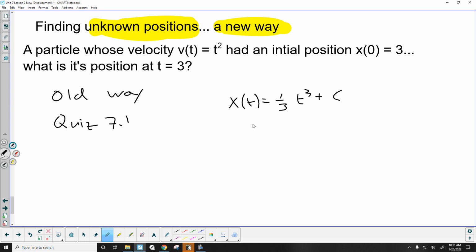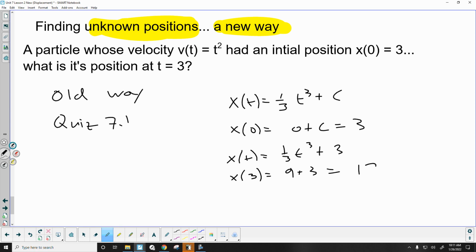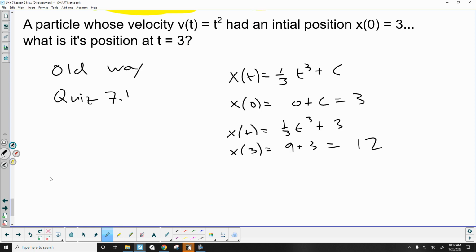You then plugged in 0, and you got c is 3. You got a nice fancy x of t. You then plugged in 3, and you got 9 plus 3, which is 12. There's a new way. You're going to love this way. Why? Because it's going to use your calculator.